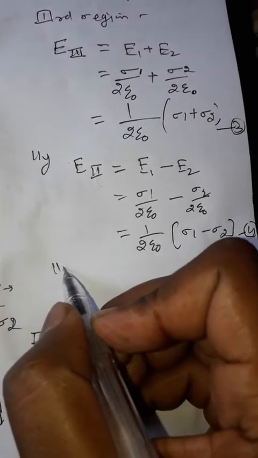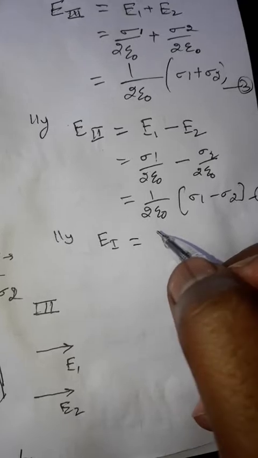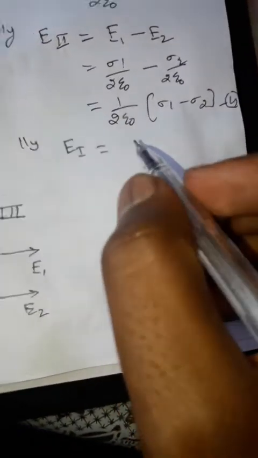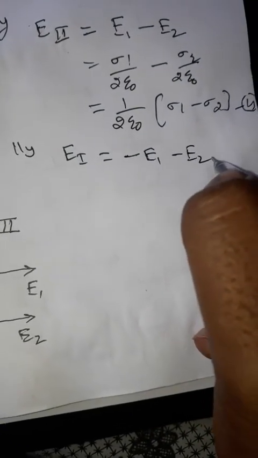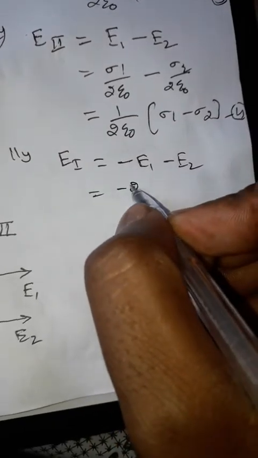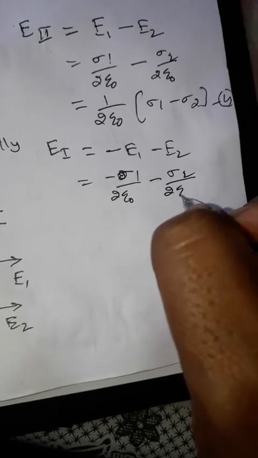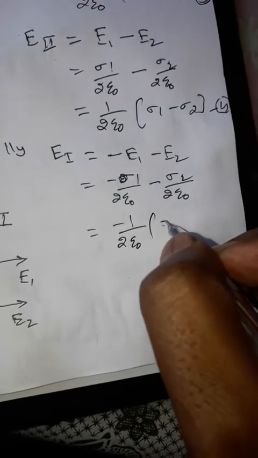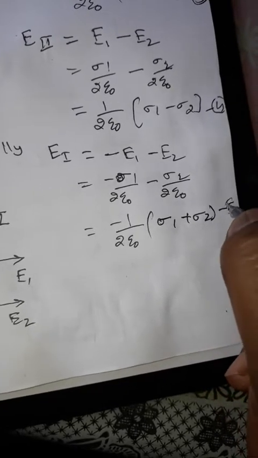Now in the first region, the electric field is given by E first, which is equal to, if you see, there are two electric fields along the negative x-axis. So we can write it as minus E1 minus E2. By putting this, minus sigma 1 by 2 epsilon naught minus sigma 2 by 2 epsilon naught, so we can take it as minus 1 by 2 epsilon naught into (sigma 1 plus sigma 2). Say, it is equation fifth.